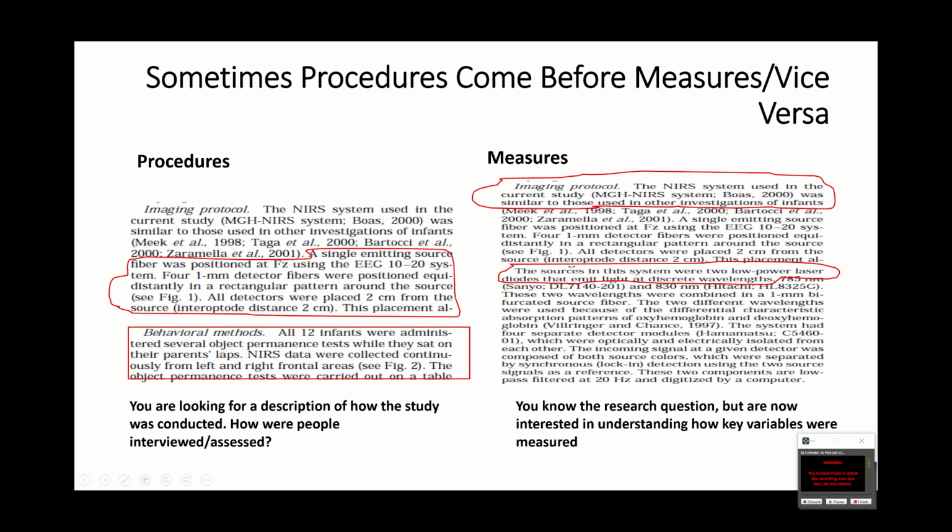So measures is basically describing how the researchers operationalized their key variables. So it's talking about how the NIRS system was used to investigate levels of hemoglobin in the brain. And basically they used 2 low power laser diodes to emit light, and this helped detect levels of hemoglobin.